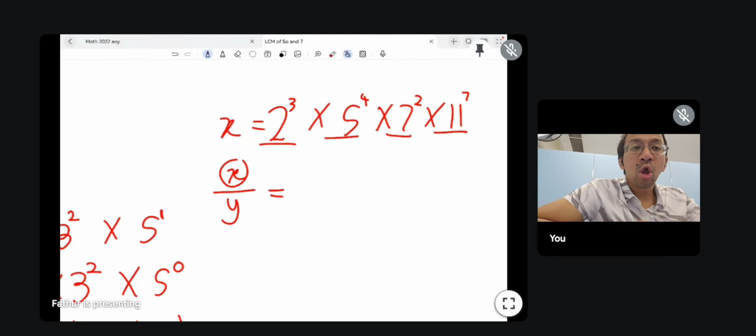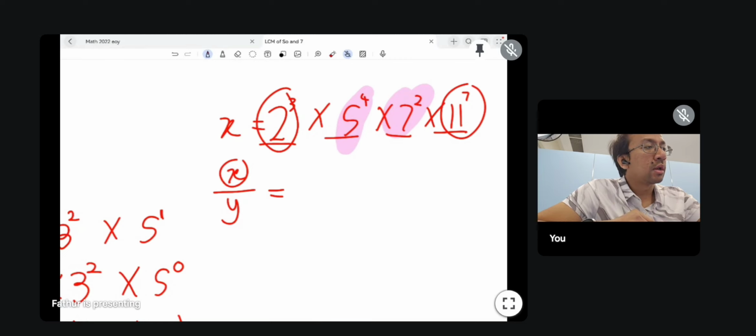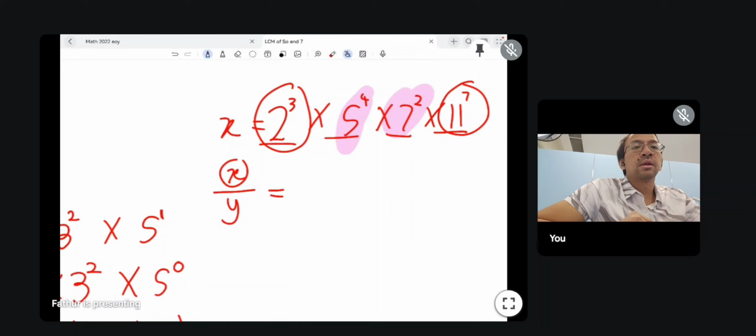Analyze all the numbers. Which number is a perfect square? Which number has powers that are even numbers? The 5 and the 7. You see the powers? Are they even numbers? Yes, they are, right? So which powers are not even numbers? The 2 and the 11. Look at the 2. The power is 3, not even number. Look at the 11. The power is 7, not even number.